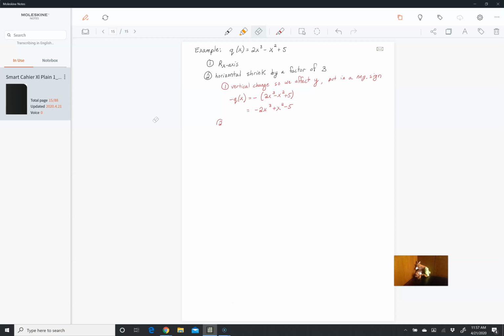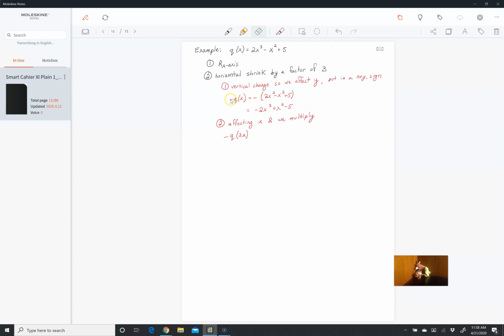Okay. Horizontal shrink, we're affecting x. And a horizontal shrink says we multiply. So this negative just stays there. Just ignore it. It doesn't change anything, okay? You have to put it in, but just treat it like it's part of the whole function, because it is. Here, this is affecting x. So the only thing that's changing is what's inside the parentheses. We're shrinking by a factor of 3. This says multiply. So our x becomes 3x.